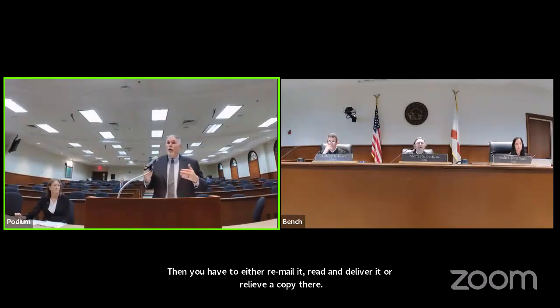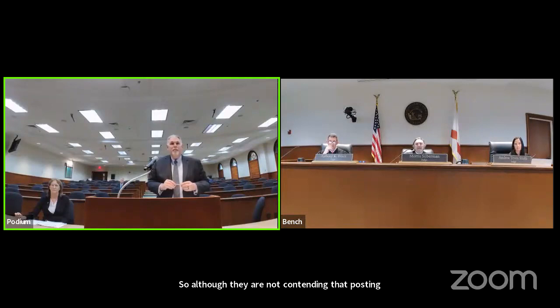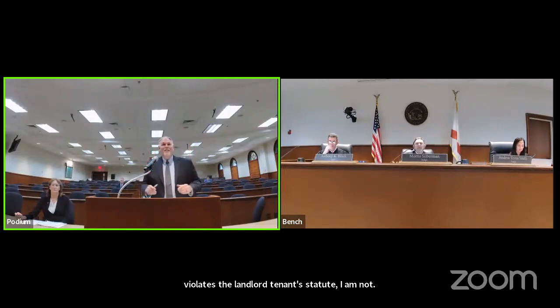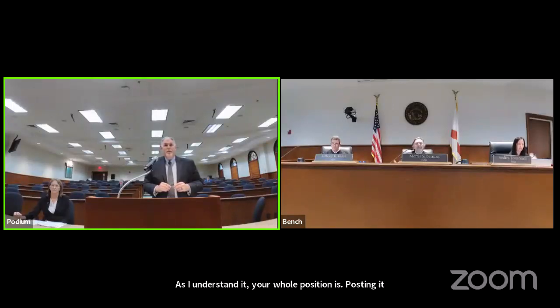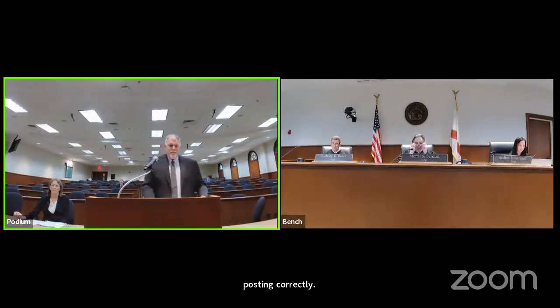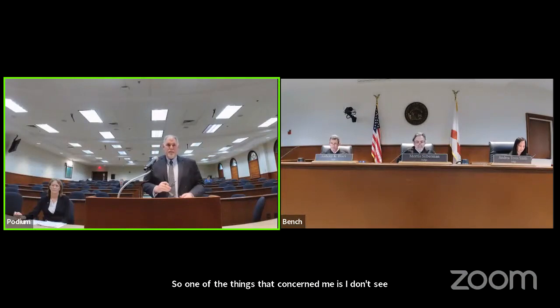So although you are not contending that posting violates the landlord-tenant statute. I am not, I am saying it's like a Venn diagram. So I think we're going off maybe on a tangent that is unnecessary for this case. As I understand it, your whole position is posting it face outward is the problem. It's not the act of posting. Correct.